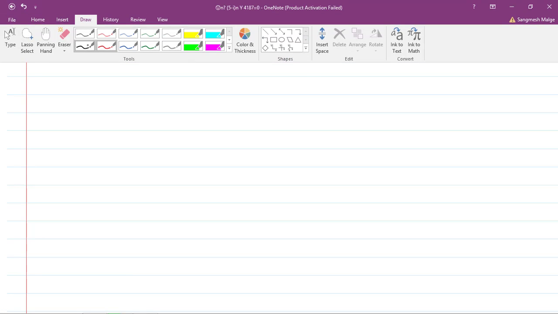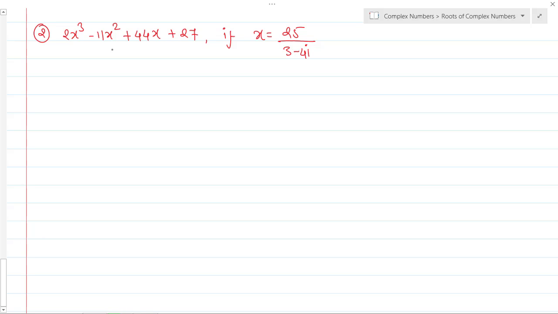Question number 2 says: find the value of 2x cube minus 11x square plus 44x plus 27, if x is equal to 25 divided by 3 minus 4i. So we have to find the value of this polynomial for the given value of x, which is 25 by 3 minus 4i. Now if you observe very carefully, there is one thing to notice.